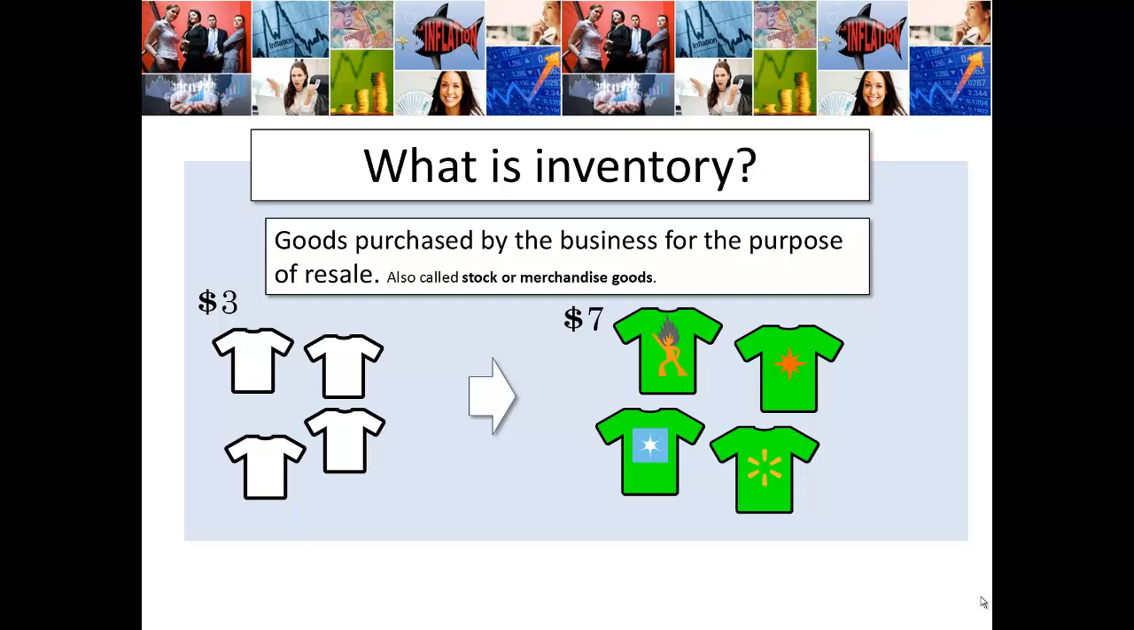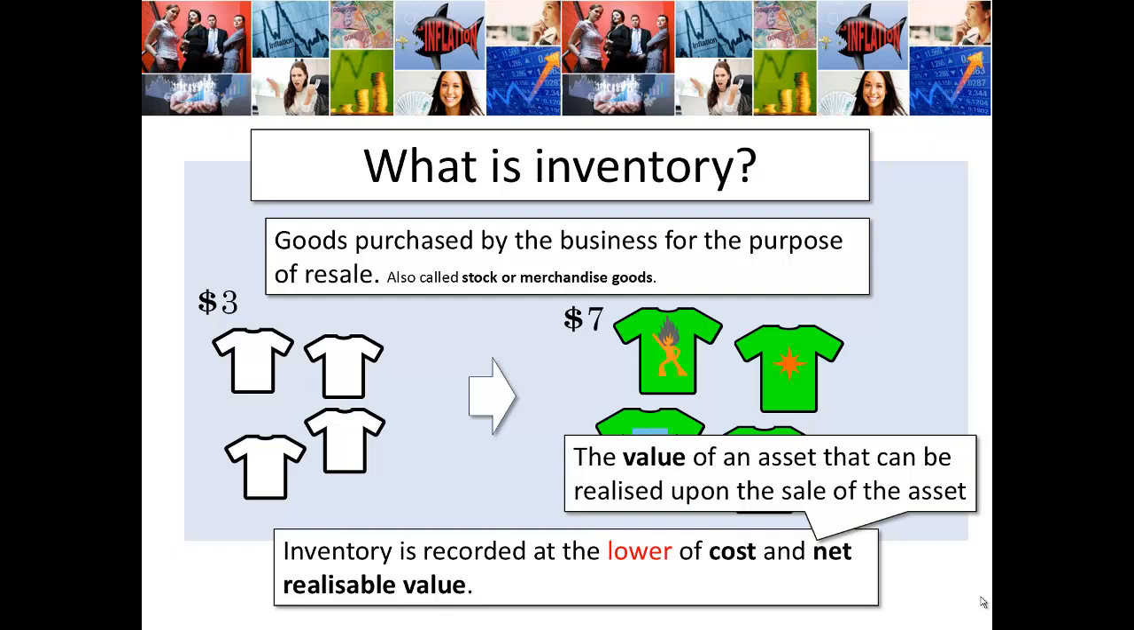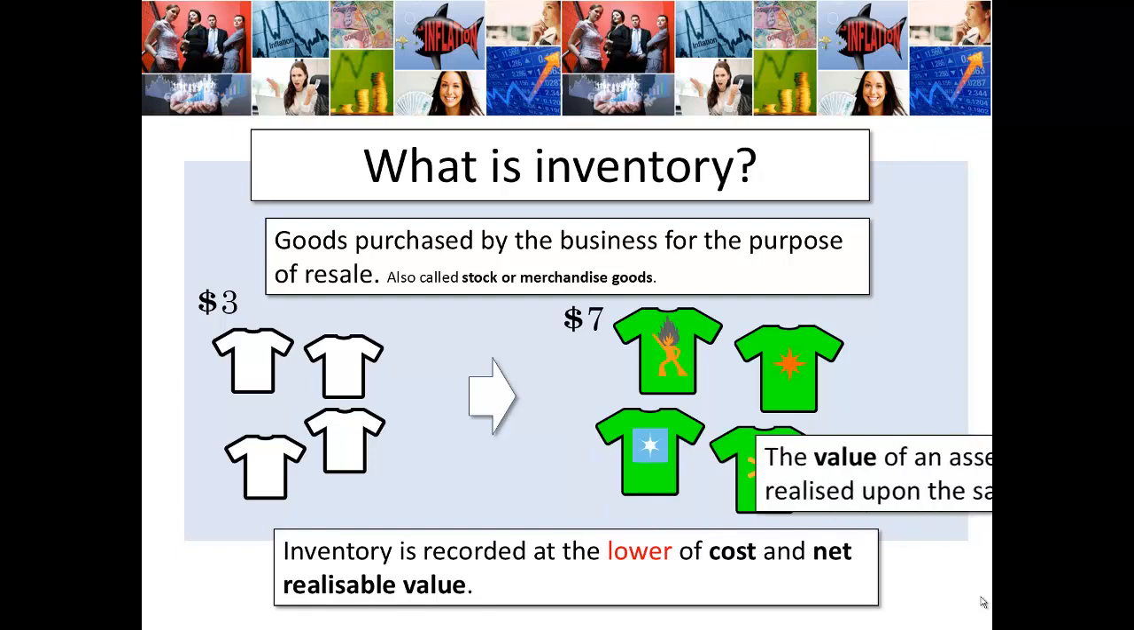So this particular business, the inventory t-shirts have been bought in at $3 and they are sold at $7. Now inventory is recorded at the lower of cost and net realizable value. So in this case inventory is $3, not $7. The net realizable value, that is a term that describes the value of an asset that can be realized upon the sale of the asset. So inventory is an asset. In this case, these t-shirts they're valued at $7 because that's the realized value once those t-shirts are sold.